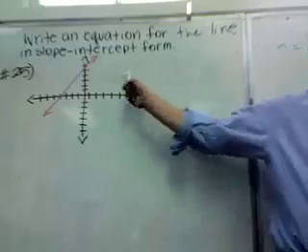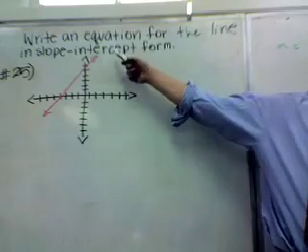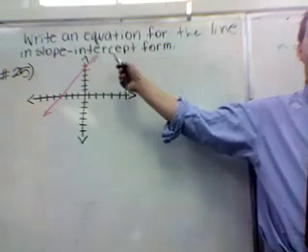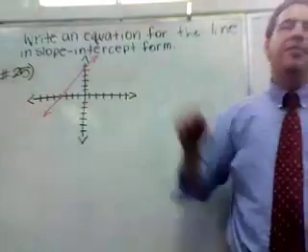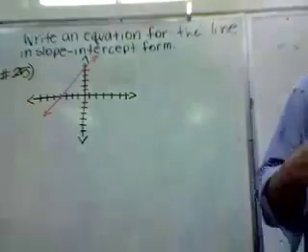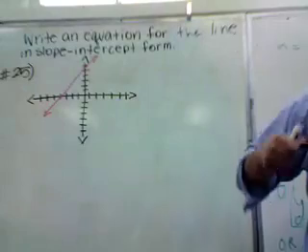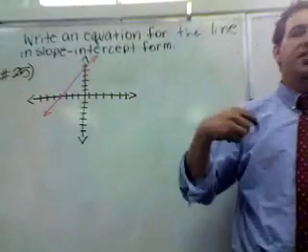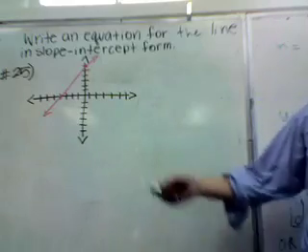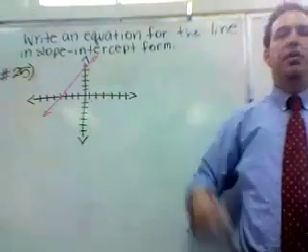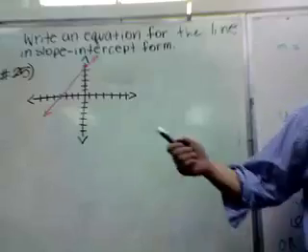Number 25 from your homework is as follows. You're writing an equation for the line in slope-intercept form. We're taking information from a graph now. Before, we were given information in the form of points, or we were told what the slope was. We were given some information written down in a sentence, like a word problem. Now we're simply given the graph. So how do we get information from a graph?